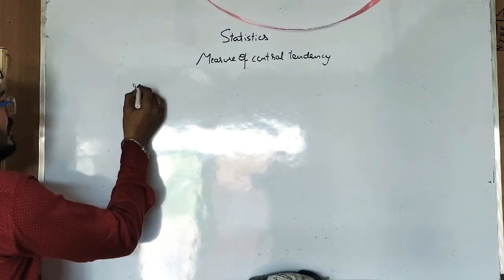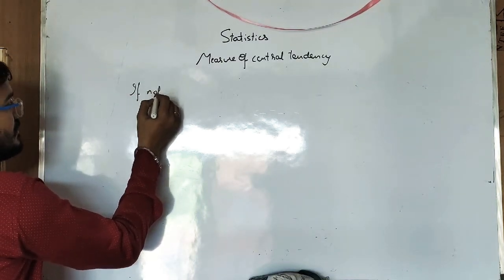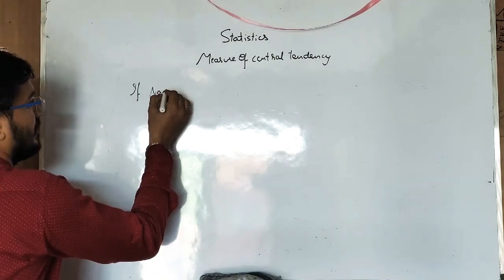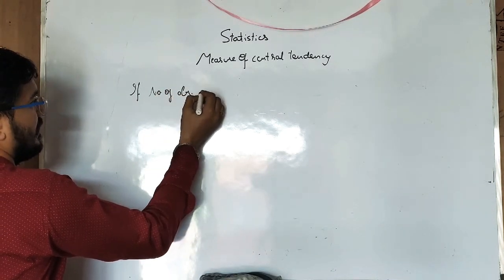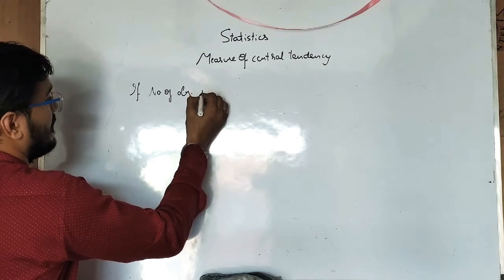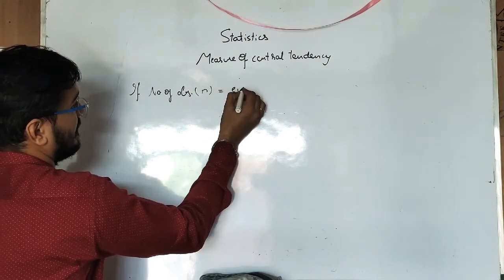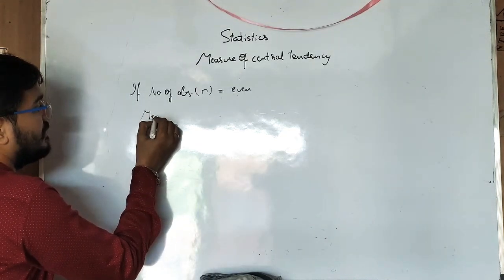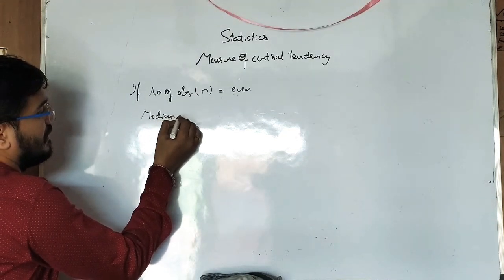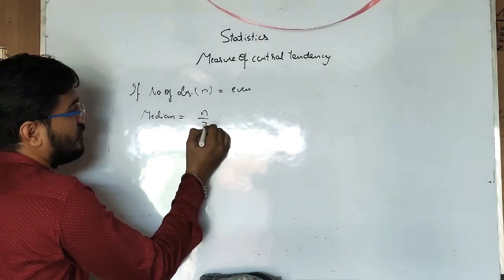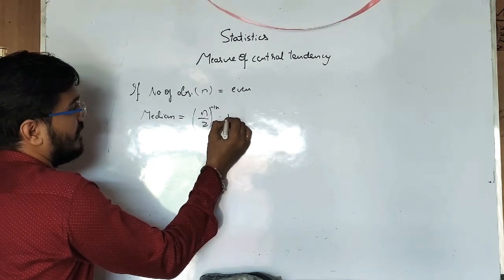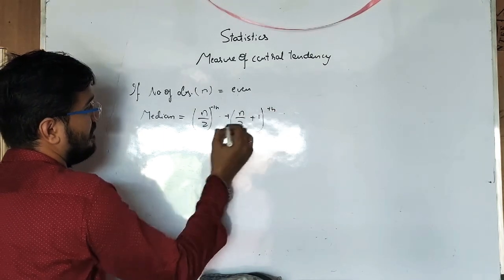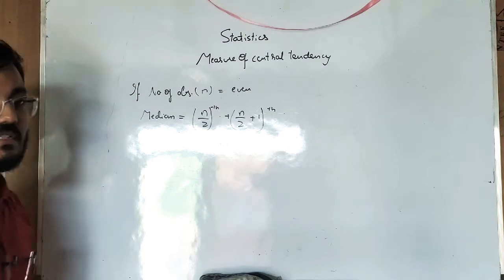Suppose the number of observations n is even. Then the median formula is: median equals the mean of the n by 2th term and the n by 2 plus 1th term. This will be the formula.